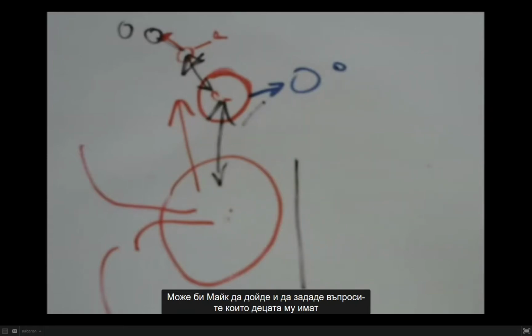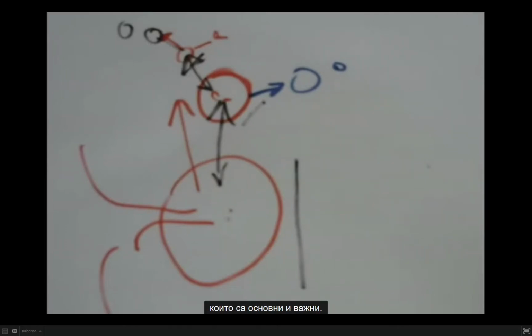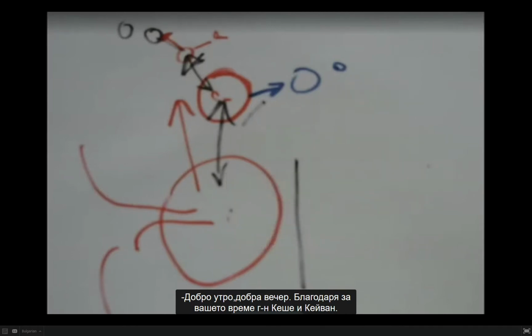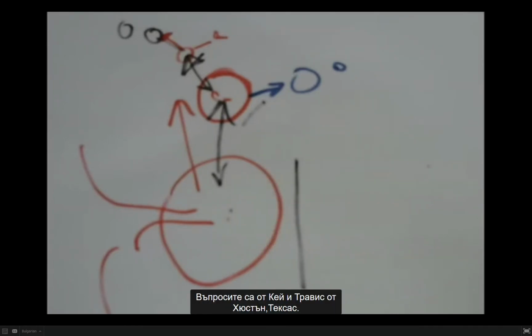Maybe Mike can come on and ask the questions that his kids were coming up with, which are pretty basic and important. Are you able to speak there, Mike? Yep, I'm here. Can you guys hear me? Yeah. Go ahead with what you're going to present there. Good morning, evening. Thank you, Mr. Kesh, for your time. And Kevin. Questions are coming from Kay and Travis from Houston, Texas. Let's see here. I wrote them in.